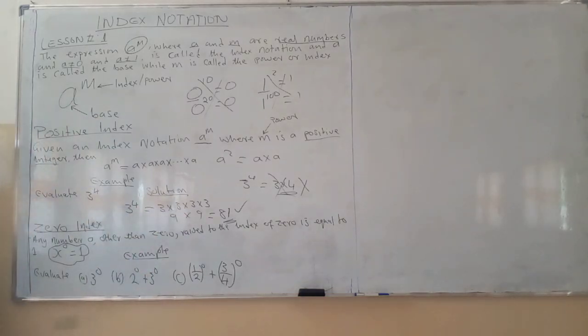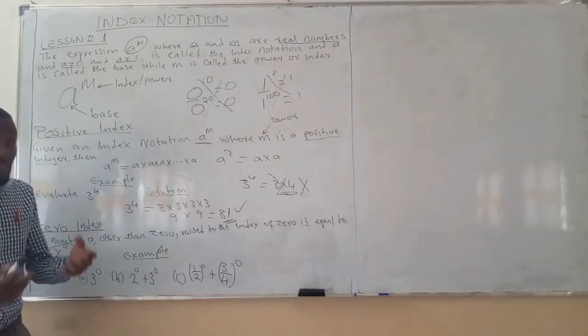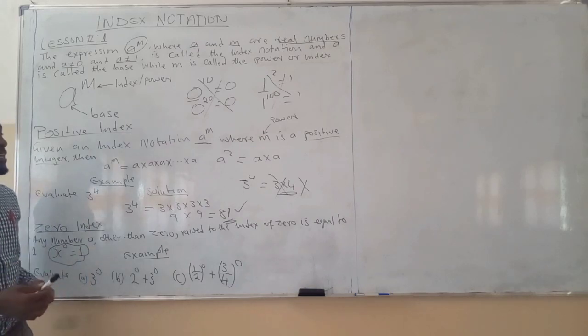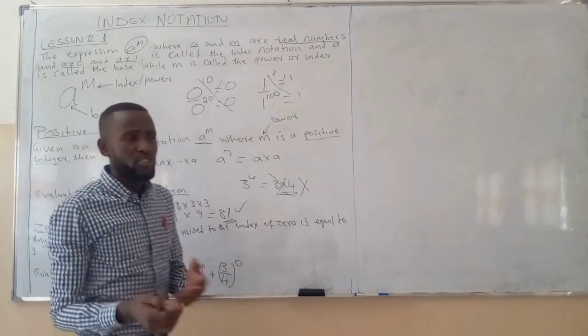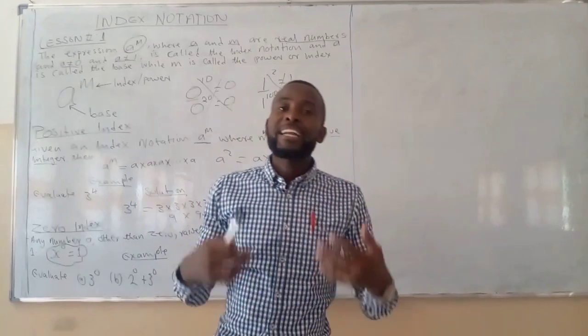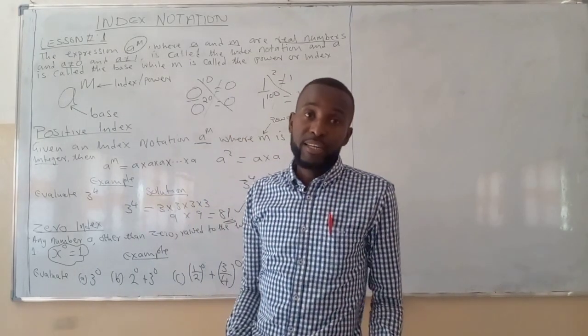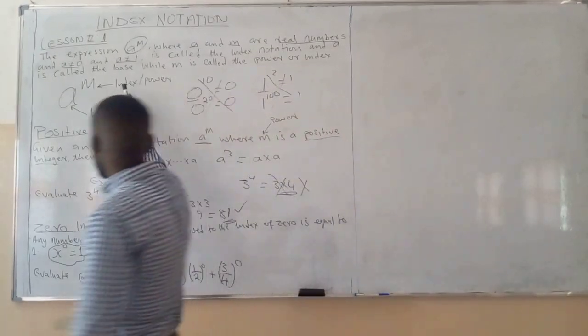Now let us look at zero index. Now, what is an index? We already looked at what an index is, so this should be a simple question to answer. What is an index? An index is the power. Simple. An index is the power given.